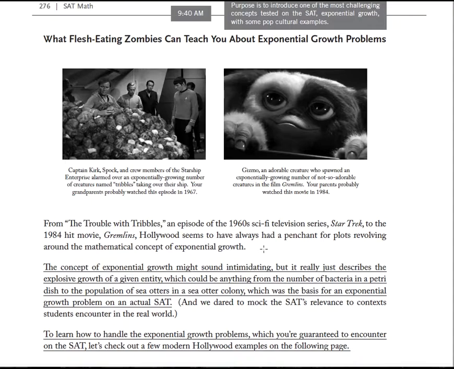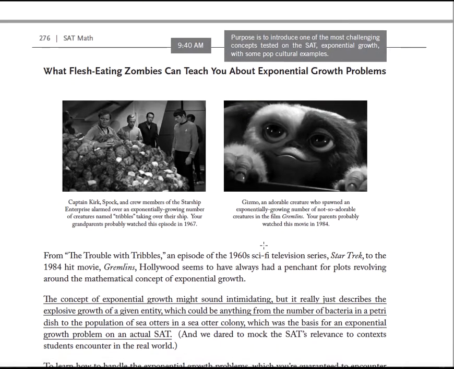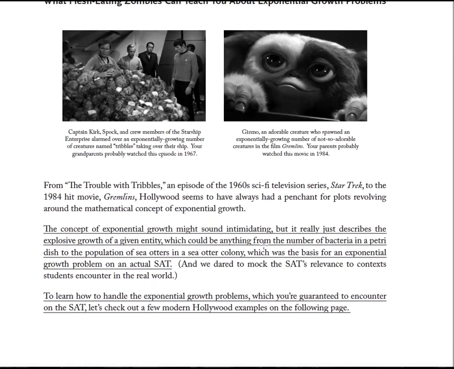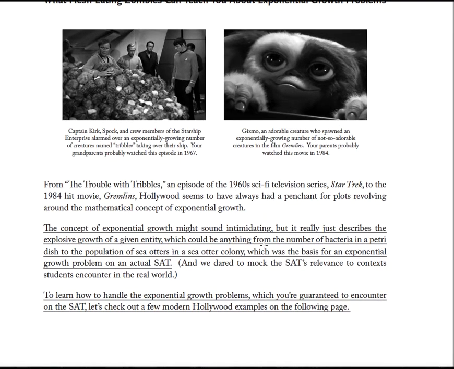So here's how I would get into this. You can say to them, here's the deal. We're next going to turn to one of the most challenging concepts tested on the SAT, which is the concept of exponential growth and decay. If you'll flip with me to page 276, you'll see we've got these pictures here. Anyone recognize maybe the picture on the right?